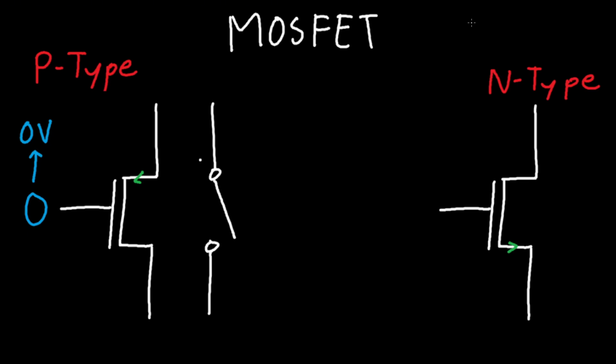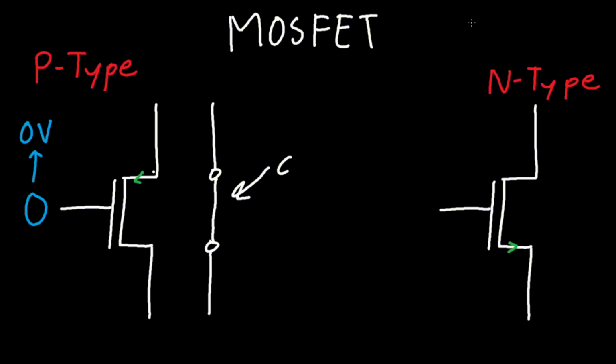So let's say this has a logic of 0. Well, for a P-type MOSFET, a logic of 0, which stands for 0 volts into the input, gives you a closed switch, which allows current to go through. All right. So when you have a logic of 0 for a P-type MOSFET, it acts as a closed switch.